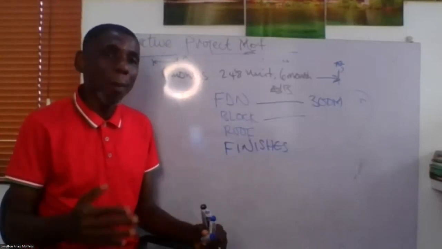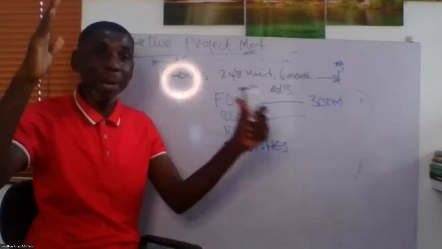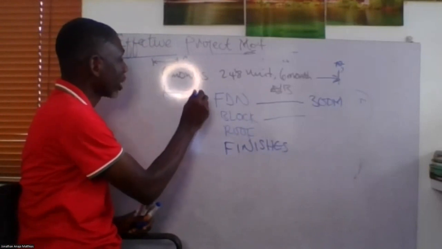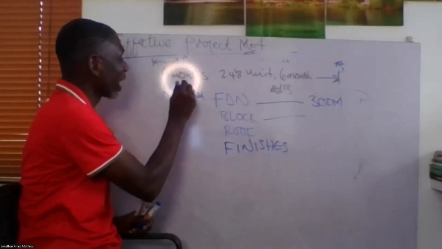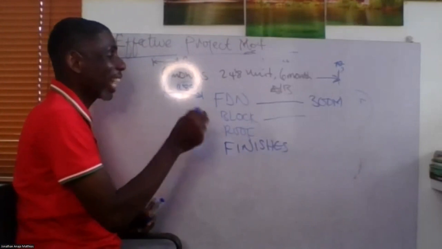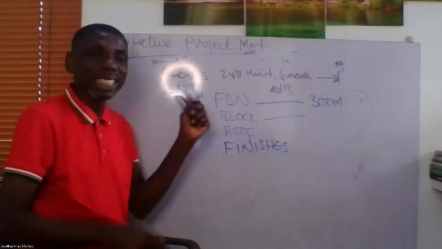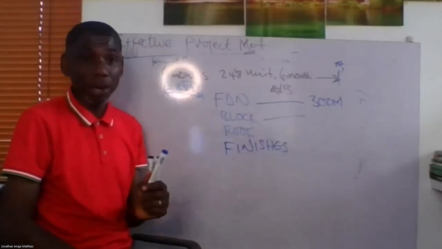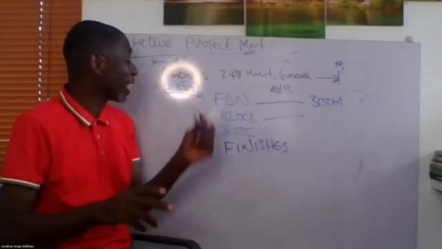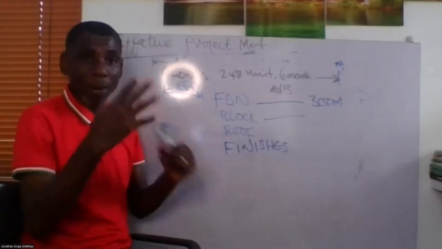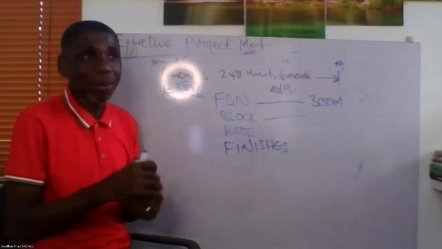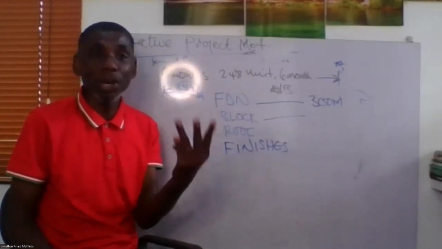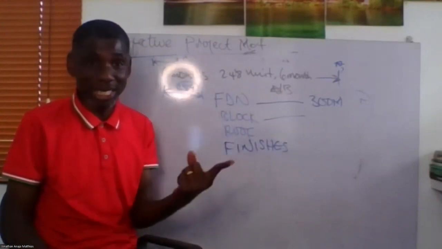So while closing up, I can also take a look at all my baselines again. If foundation was supposed to take me, maybe I was supposed to spend 289 million, but finally I spent 300 million, I need to note it somewhere that there was a variance of maybe 11 million. So I'll take a note of all that. The reason why I'm taking note of that is to build my process asset. We call it organizational process assets.